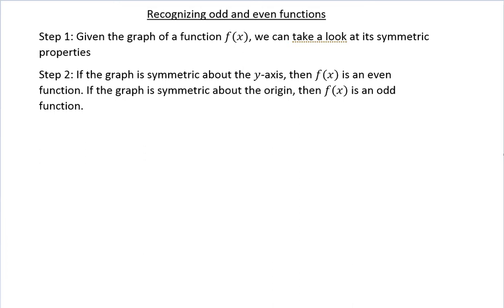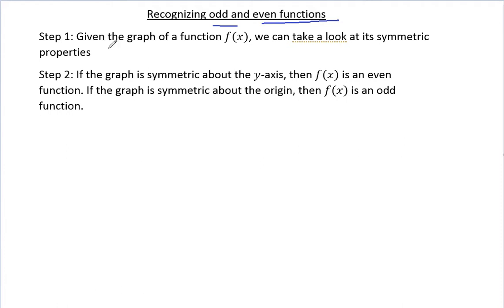Hi everyone, in this video we will be learning how to distinguish between odd and even functions. So how do we do this? In our previous video we already learned how to determine whether it's an odd, even, or neither odd nor even function based on the equation. However, now we will do it based on the graph.